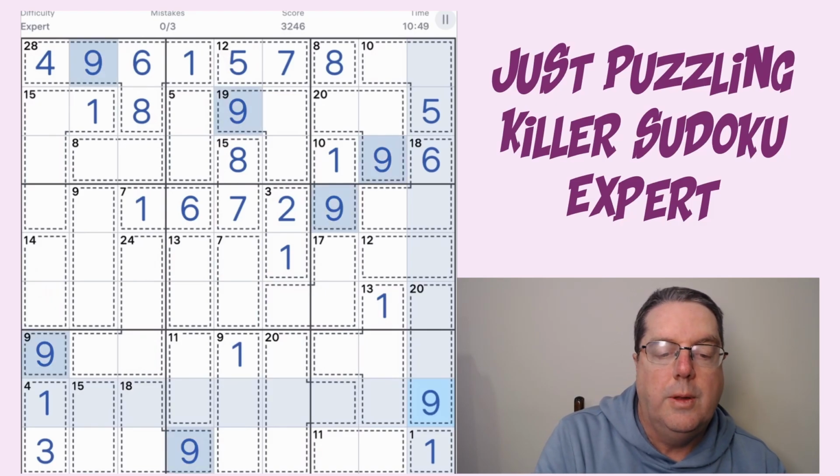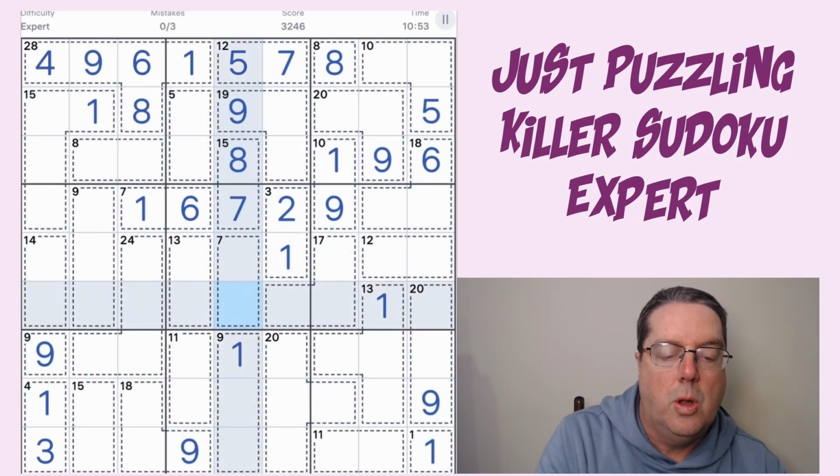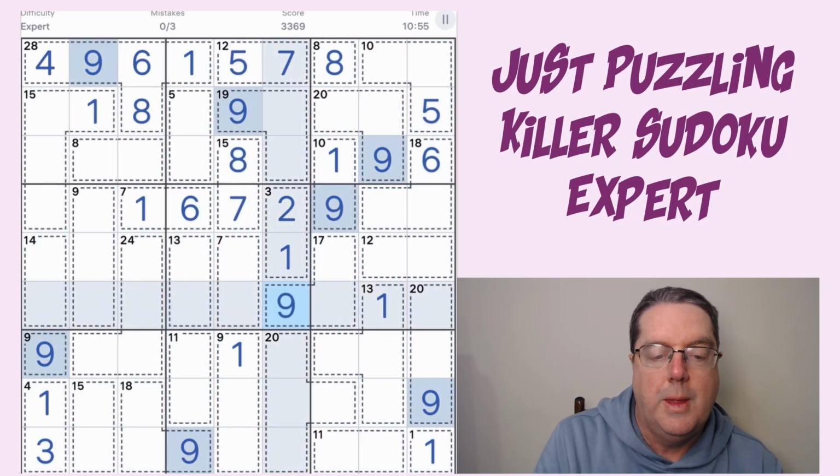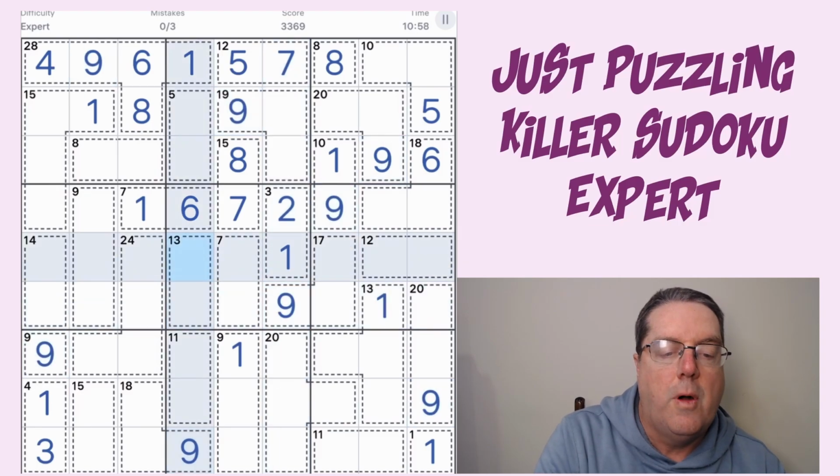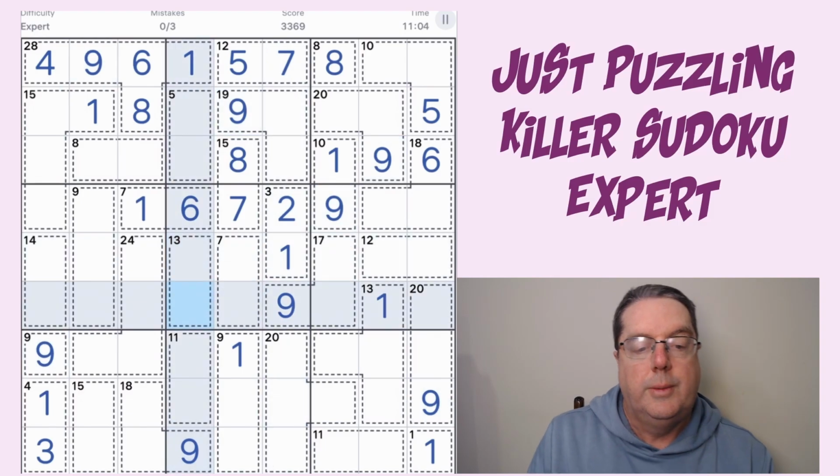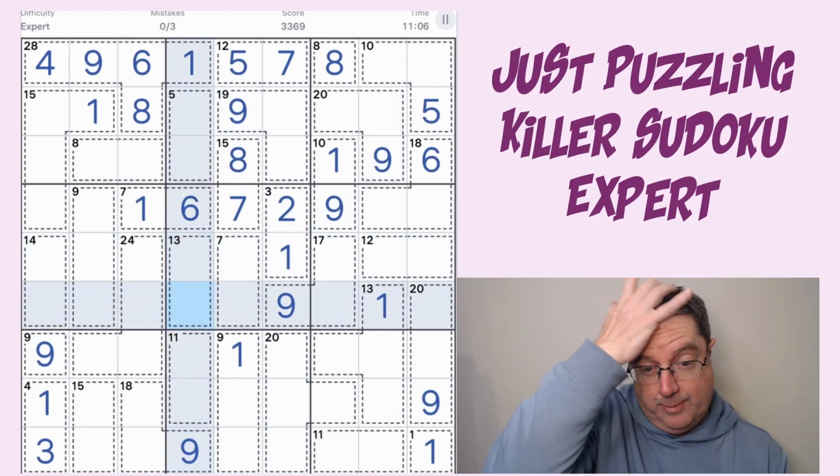We can see here that the 9 can be here only because it can't be in this column, it can't be in this column, so 9 can only be there. This is going to make this 8 and 5 because the numbers that can be 6 and 7 can't be those. 9 and 4 can't be that, so that's 8 and 5.